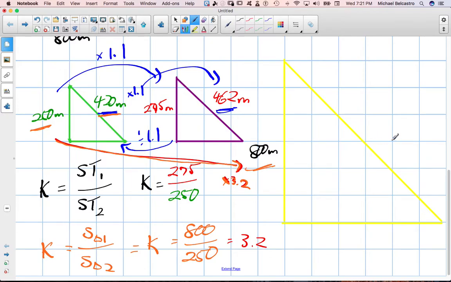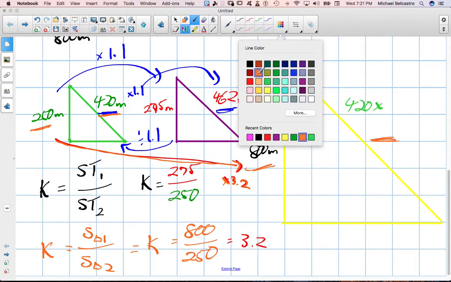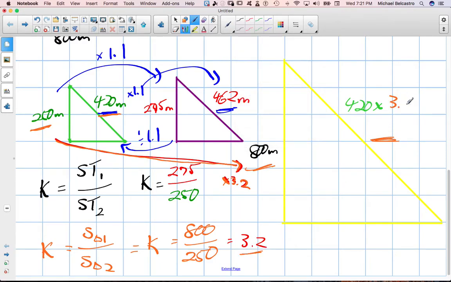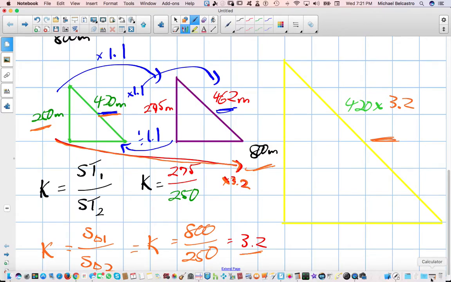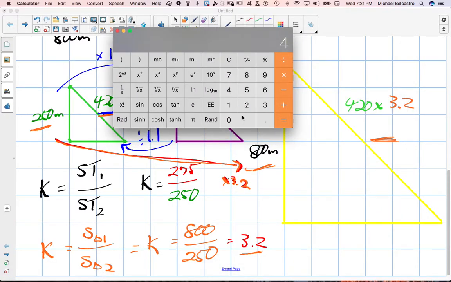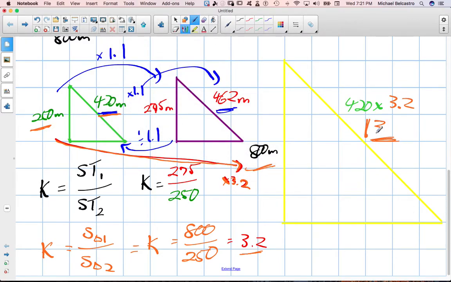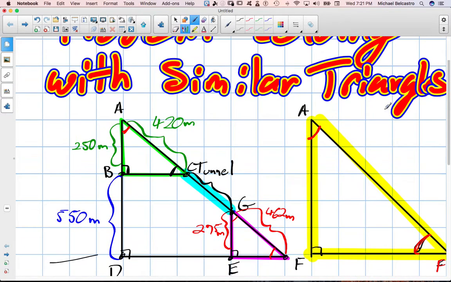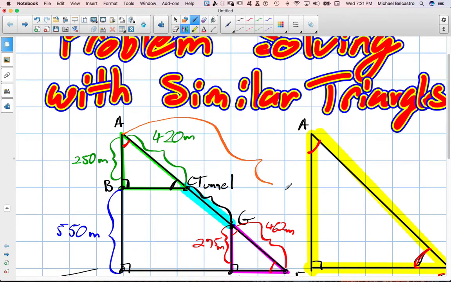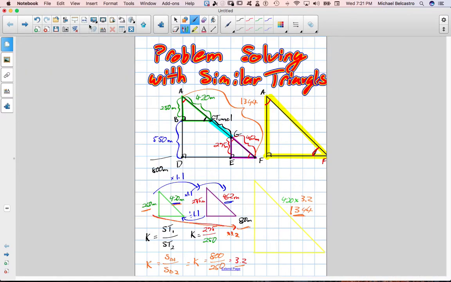But what's key here is, again, we need this hypotenuse value. So we're going to have to take 420, which is the hypotenuse of the green triangle, and multiply it by our scale factor of 3.2, and that will give us the hypotenuse of the yellow triangle. So 420 times 3.2 equals 1,344. So, again, from our original, I'm going to make an overarching one here. This distance here is 1,344. So, let's zoom out here so you can see what we've done.